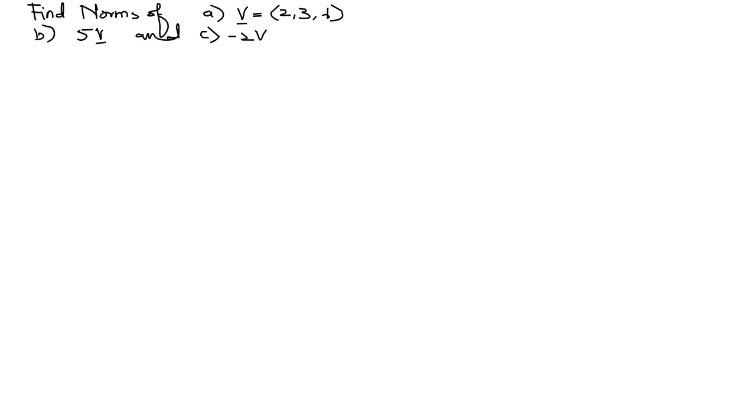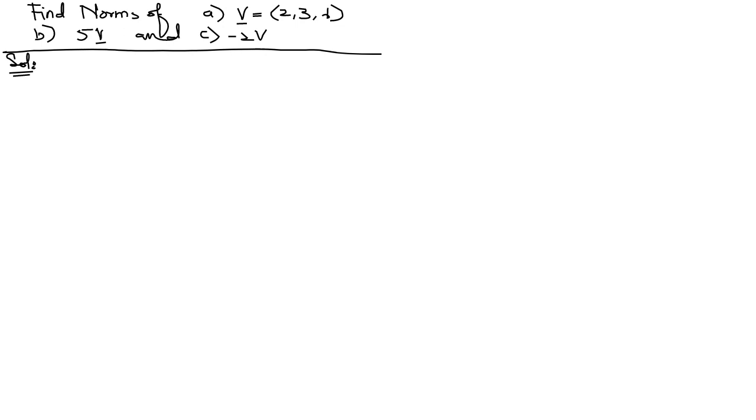For example, find the norm of A, where V is given as (2, 3, 6). B: find the norm of the vector 5V. And C: find the norm of minus 2V. Okay, so the solution.